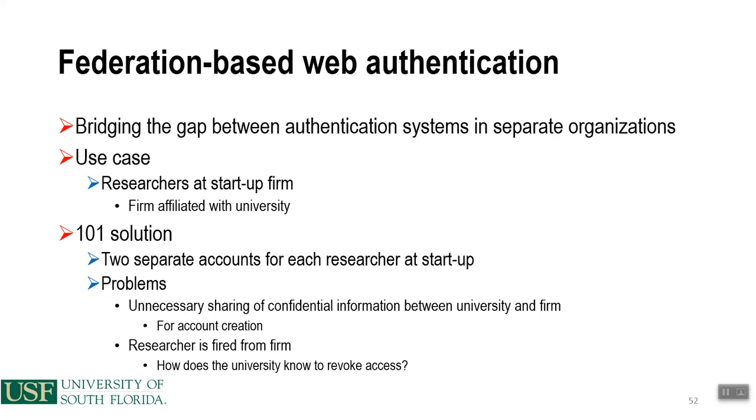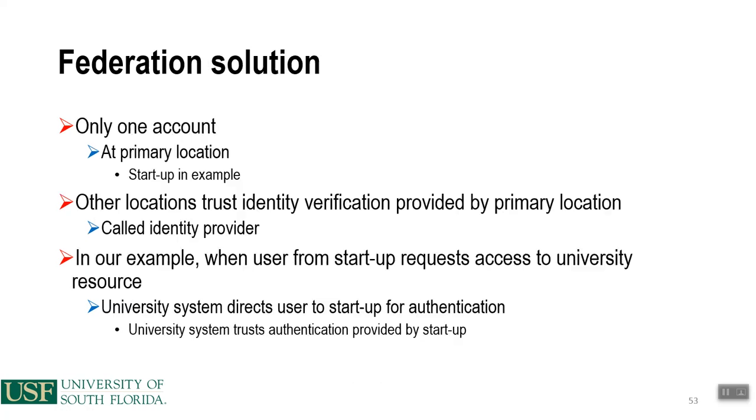So there could be researchers at a startup firm, and this firm is affiliated with a university. A 101 solution would be two separate accounts for each researcher at the startup. The problem with this is that it's unnecessary sharing of confidential information between the university and firm for account creation. And what if the researcher is fired from the firm? How does the university know how to revoke access? There's going to be a lot of redundancy. There could be a lot of significant threats just from insiders based off of that.